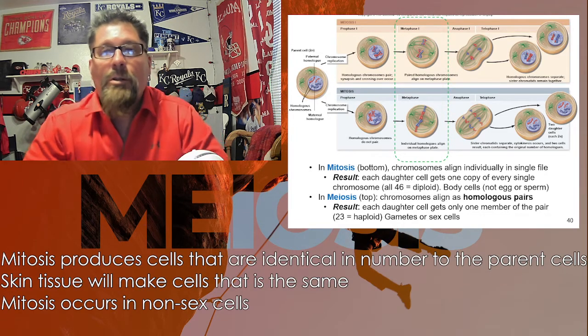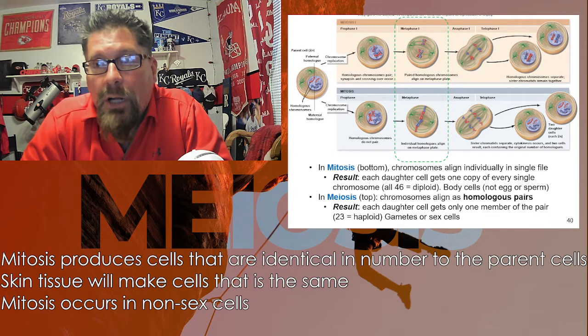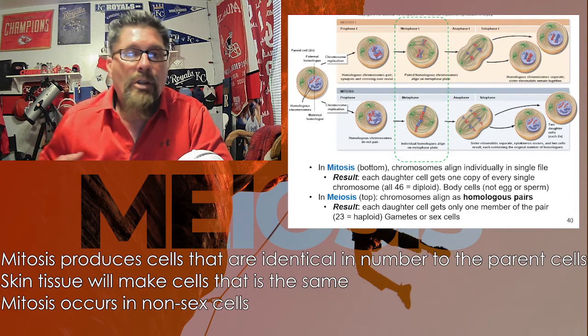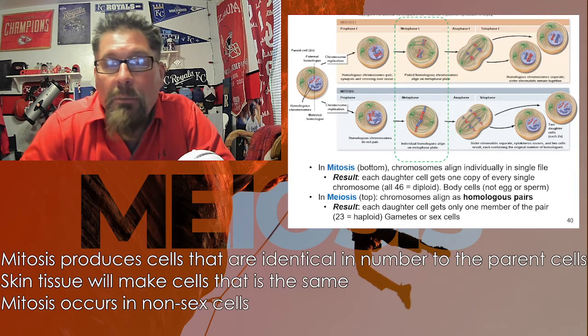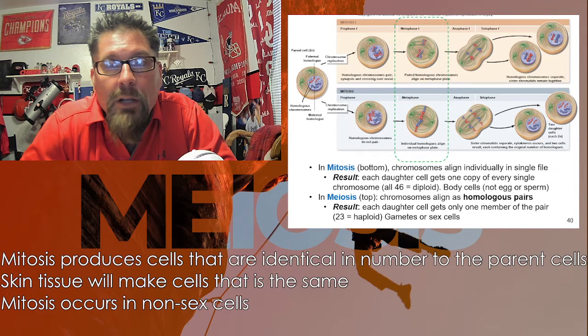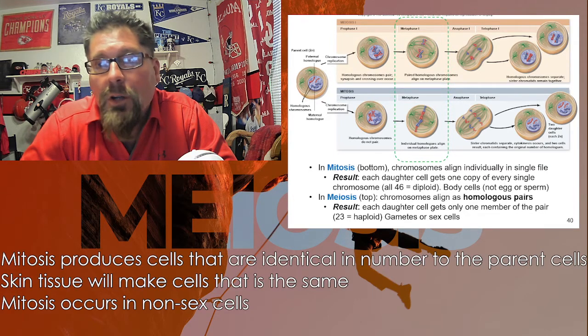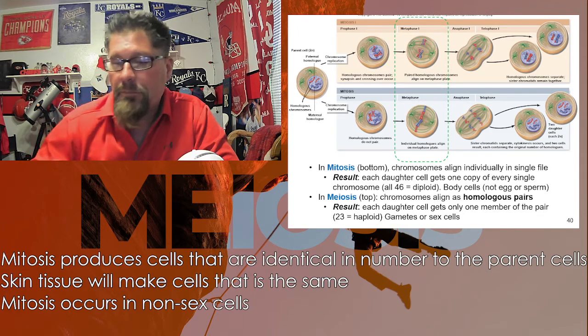Mitosis, from a number standpoint, produces cells identical to the parent cells. I mean, skin tissue needs to make skin tissue. It doesn't need any big changes, so it's going to be as identical as possible. And remember, everything in mitosis is somatic cells, the body cells, which are everything except those two types of cells, the egg and the sperm cell.